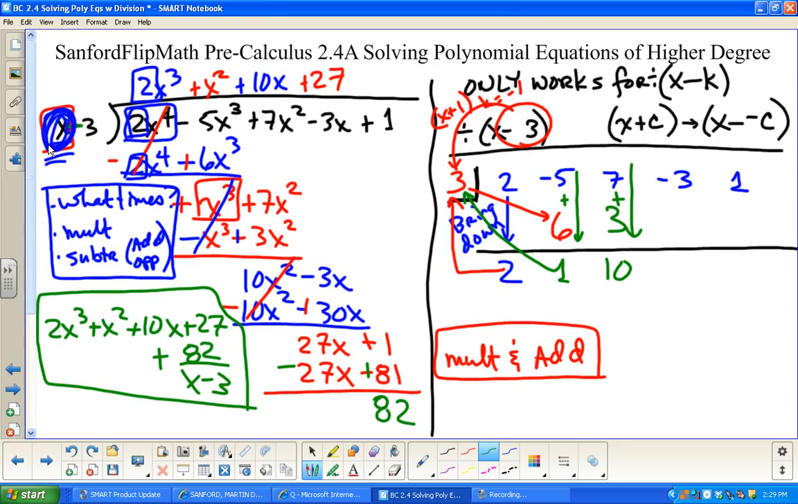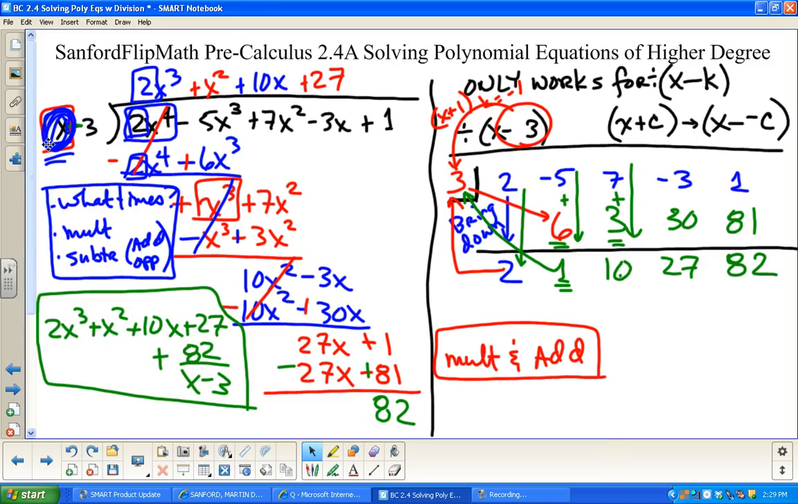So again, we brought down the 2. 2 times 3 is 6. Negative 5 plus 6, we're adding, is 1. 1 times 3 is 3. 7 plus 3 is 10. 10 times 3 is 30. Add, multiply, add.